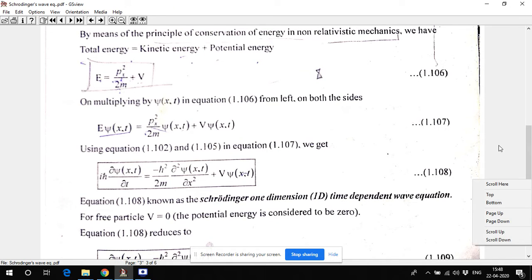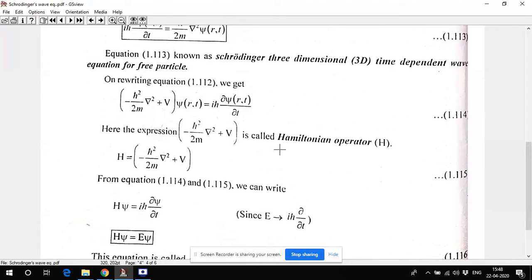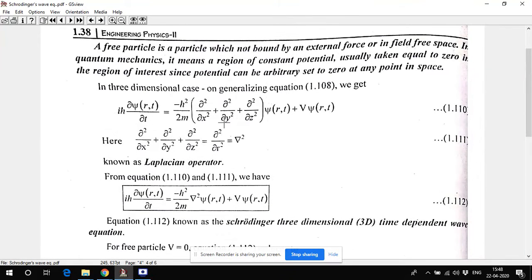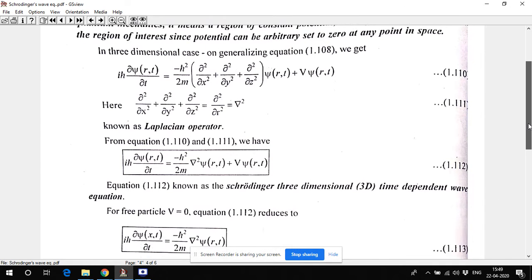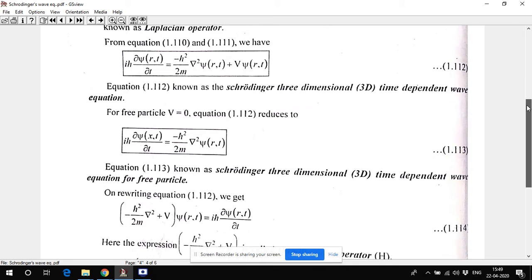Since this was dependent only on x, next we considered not only x, but also the y and z directions together. Considering all these three dimensions, we got this equation. Here del square by del x square and so on, this is the del operator, the Laplacian operator, not del square of del. This equation we derived in the last class, which was Schrodinger's three-dimensional time-dependent equation. So it should be clear that we have derived the time-dependent Schrodinger equation.